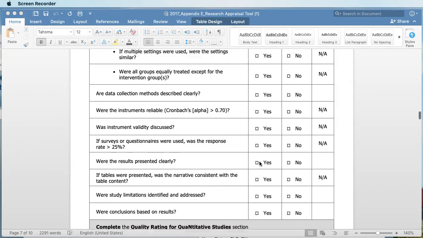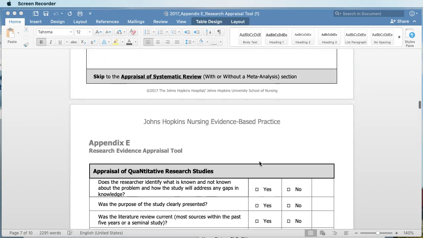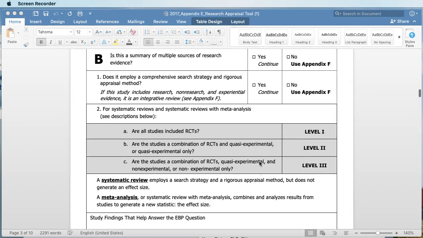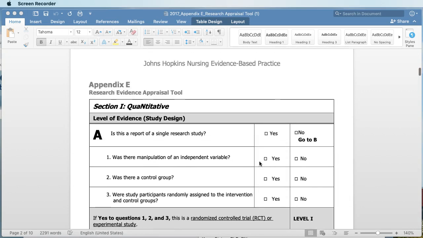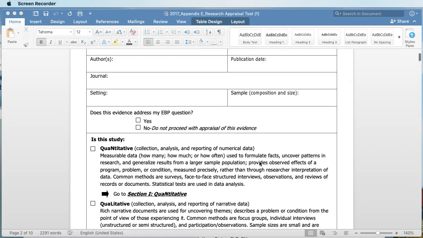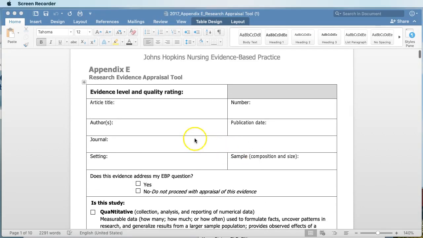So I've just scrolled through this so that you can see the entire document, and we're now going to move through it methodically. The first thing that happens is you're going to fill out the title, the author, the publication date, and the journal. So you're not using APA format, but you are using all the elements of information that you would typically put into an APA citation.